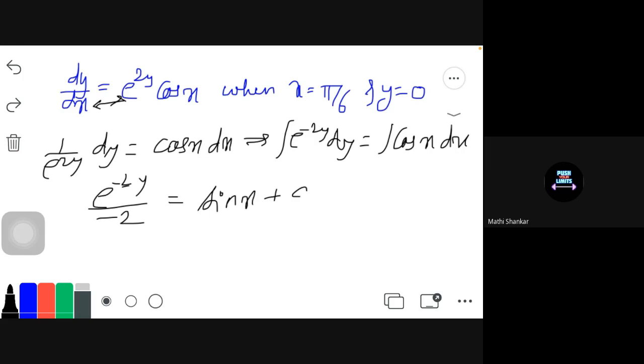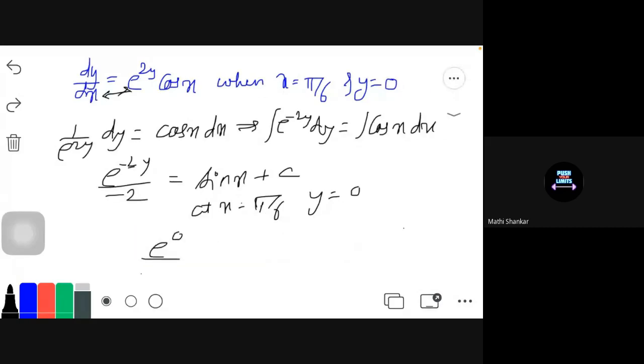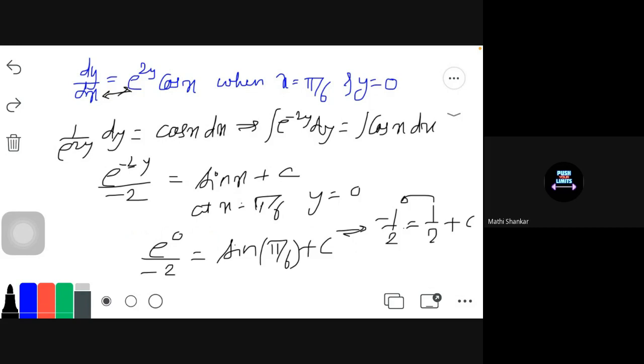So now we can find out the value of c because he has given that x is equal to pi by 6, y is equal to 0. So when I substitute over here, e raised to 0 is going to be 1. So e raised to 0 upon minus 2 is equal to sine of pi by 6 plus c. E raised to 0 is 1, so I'll get minus 1 by 2 is equal to sine pi by 6, means 30 degree, sine 30 degree is 1 by 2, plus c. So this comes over here.